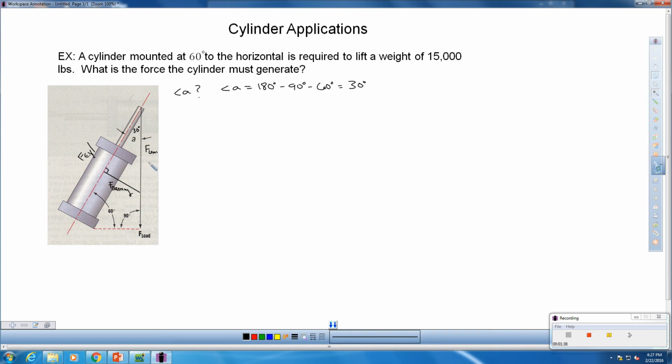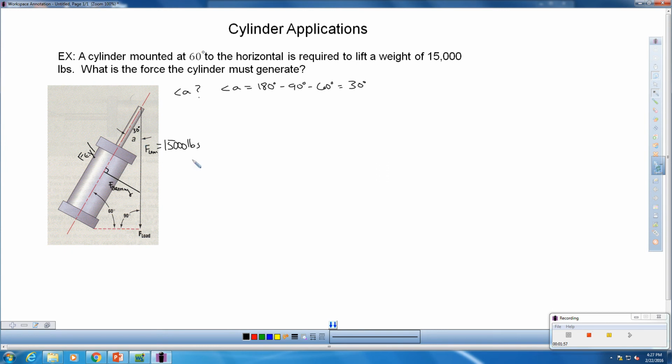So now we want to be able to calculate the cylinder force. If we know this force here is 15,000 pounds, then with the trigonometry we went over, to find the cylinder force we need to use cosine, because cosine is adjacent to the 30 degrees, and the hypotenuse of the triangle that we drew, not the original triangle, is actually our force load, which is 15,000. So that's why you have to be careful. We have to draw our new triangle and see where exactly our hypotenuse is.